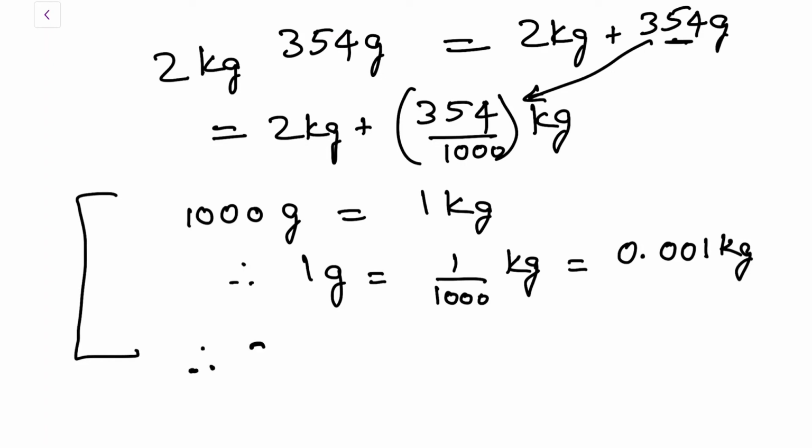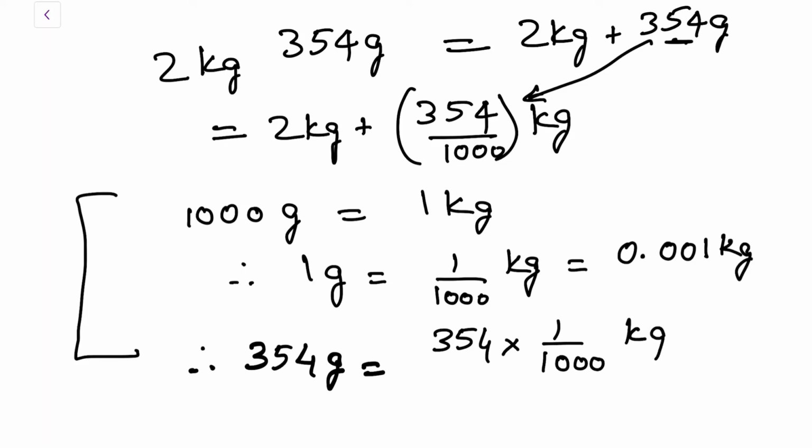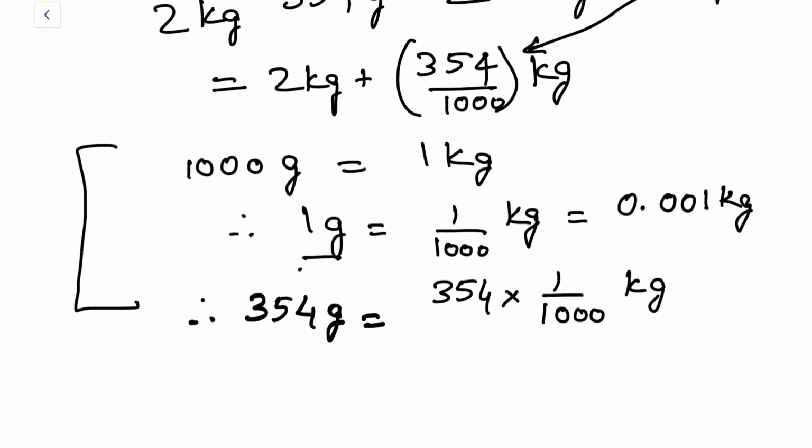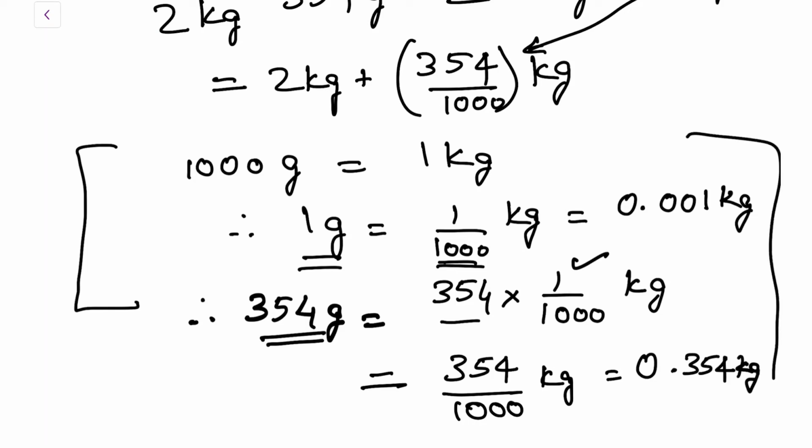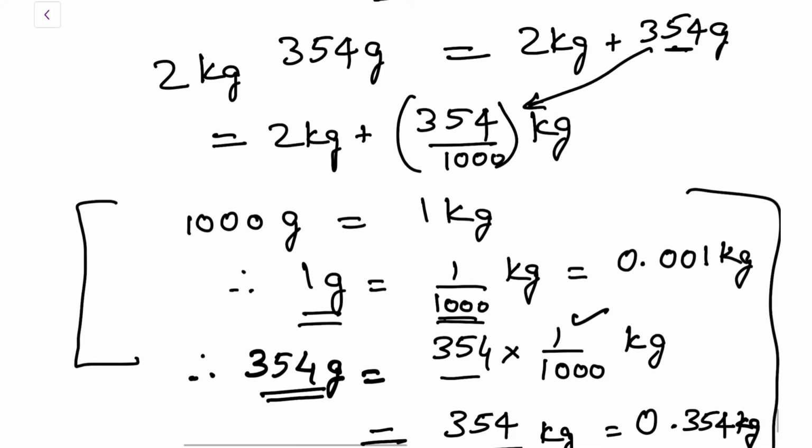Now 354 grams. We've seen it for 1 gram. What is 354 grams? That will be 354 into 1 by 1000 kg. That's because 1 gram is this much, so 354 grams will be 354 into 1 by 1000. That will be 354 by 1000 kg, or you can also write it as 0.354 kg. This is all the working. I just showed you how 354 was written as 354 by 1000.